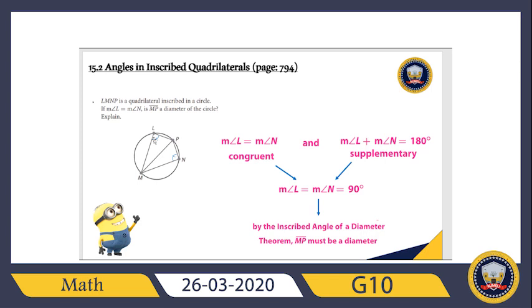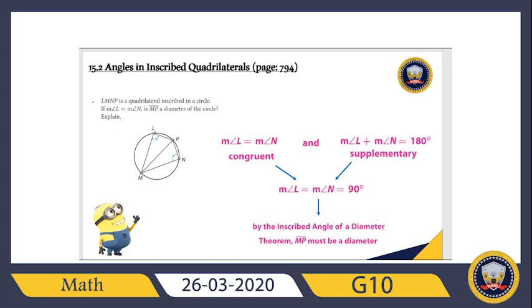It reminds you about the inscribed angle of a diameter theorem. Remember we said that if we have an inscribed angle that is 90 degrees, then its ends are part of the diameter. So L is 90, N is 90, MP should be a diameter for this circle. So this is true.